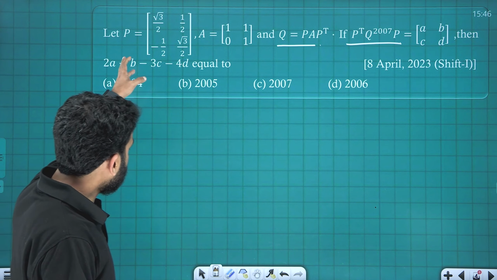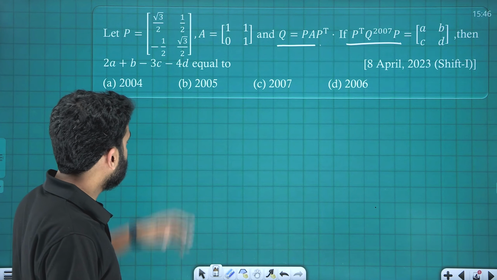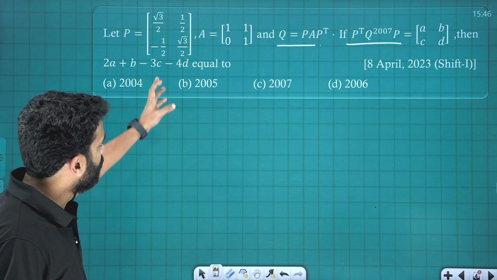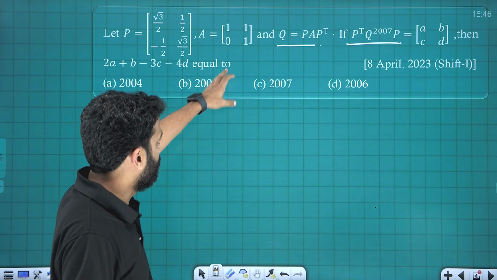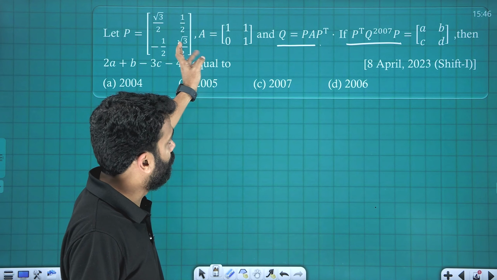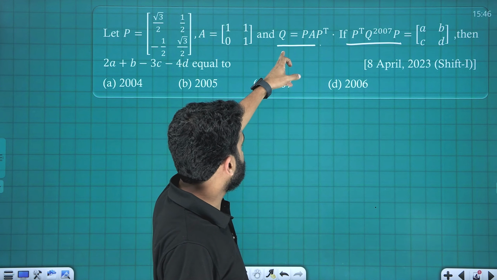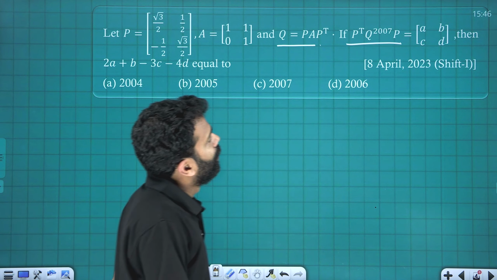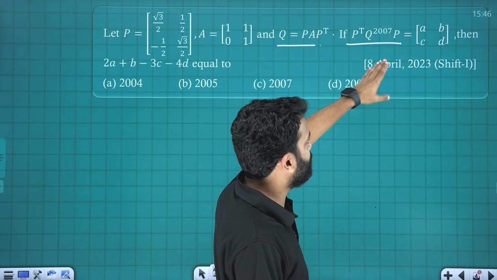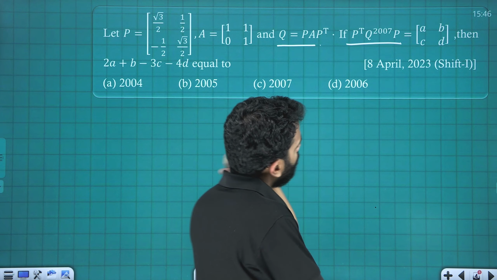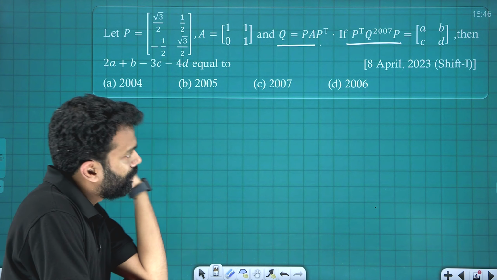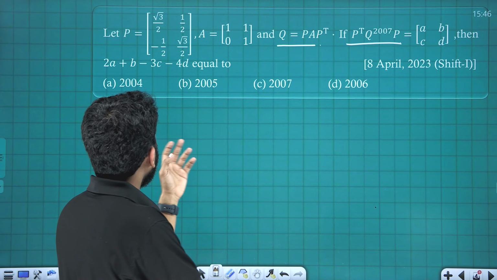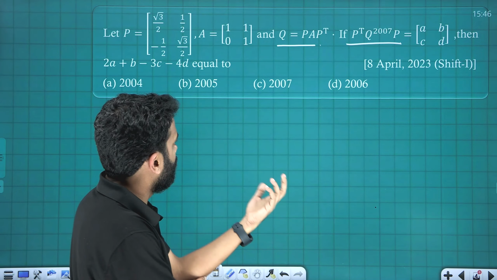A matrix P is given, [root 3/2, 1/2; minus 1/2, root 3/2], a square matrix. Another square matrix A is given, which is the same as the matrix we discussed before. They have mentioned Q is P into A into P transpose. Another matrix is given, P transpose into Q raised to 2007 into P, and it is given as [A, B; C, D]. You need to find 2A plus B minus 3C minus 4D.